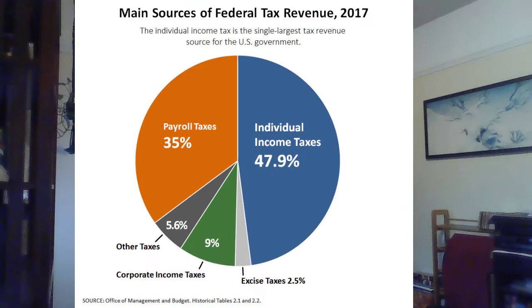This first one is a pie chart. Pie charts are useful when you are showing percentages of a whole, because the whole is the circle, 100%, larger slice of the pie, larger percentage. And you can see where the taxes come from. You can see most of it comes from individual income taxes. And it also comes from payroll taxes.